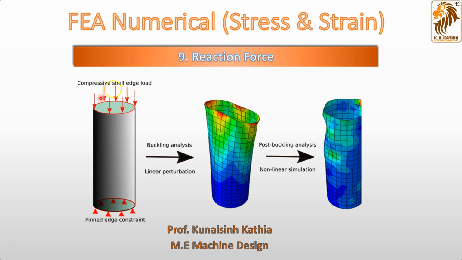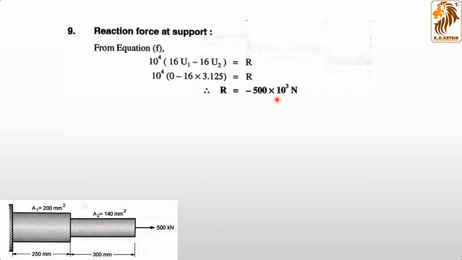Everyone, now we are at the last step, that is called the ninth step, finding the reaction force: how much reaction force is acting on the wall by giving a pull force of 500 kilonewton on our stepped bar. So let's see how we can do it. It's very simple, we have to find the R actually.